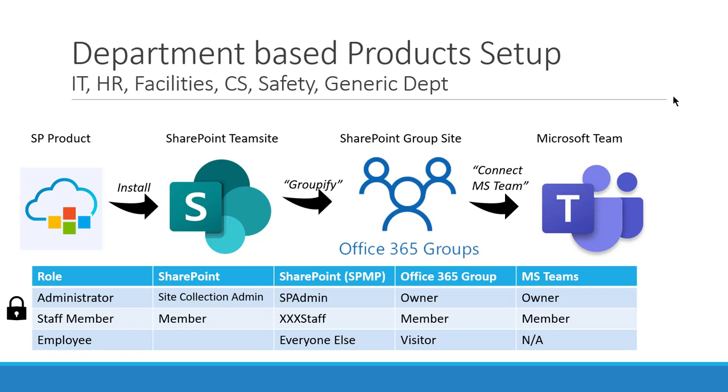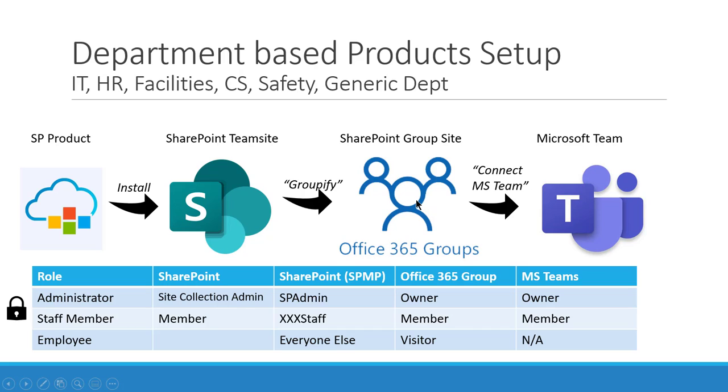But when we put in a new product, let's say we're installing the IT product, we install it on top of a SharePoint team site. Okay, and a SharePoint team site is a SharePoint site. It's actually a site collection, as it used to be called. So it's installed there. The next step, and this is optional, but most organizations do it, is to what we call groupify the site. And there's a separate video on how this is done. And it then becomes a SharePoint group site.